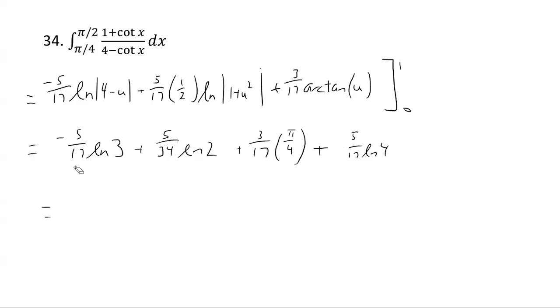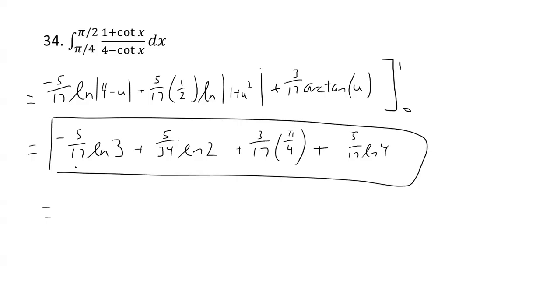So let me double check that's the answer. This is what I got previously. Minus 5 over 17 ln 3. And then I got 5 over 34 ln 2, yeah. 3 over 17 times pi over 4, yep. 5 over 17 ln 4, yep. Okay, there we go. That's the answer.